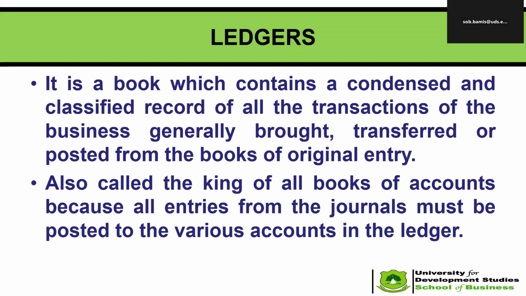So a ledger is just a book, and it is a book which contains a condensed and classified record of the transactions of the business, generally posted or transferred from the books of original entry. From the original entry, like the sales journal, they will post the items in the sales journal into what? The ledgers. And we have two major ledgers.